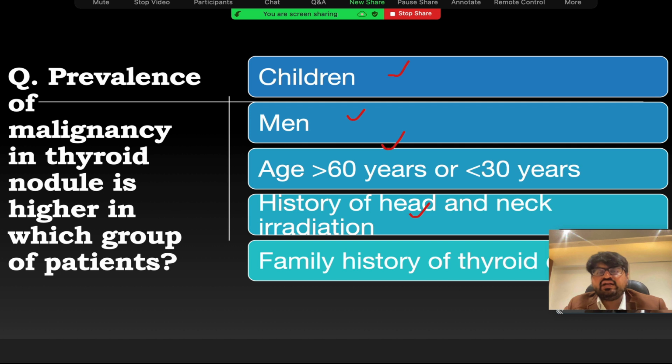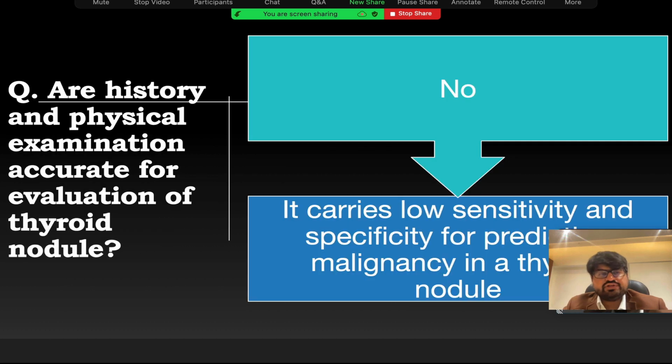If you have a history of head and neck irradiation, commonly given for oropharyngeal cancers, which are very common in India. At least in my part of the country, you find a lot of patients with carcinoma of the tongue because of the use of oral tobacco. It's a very common problem in our area, and we often find patients post-operatively given head and neck irradiation, and if they then have a thyroid nodule, that needs an evaluation. And again, if you have a family history of thyroid cancer, all these patients require a more intense evaluation.